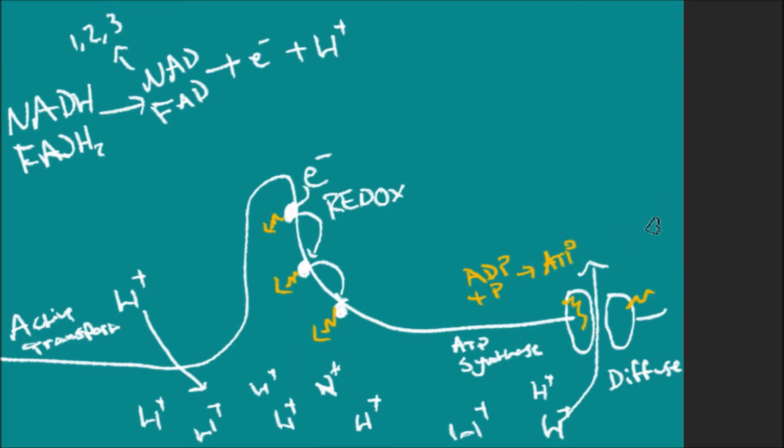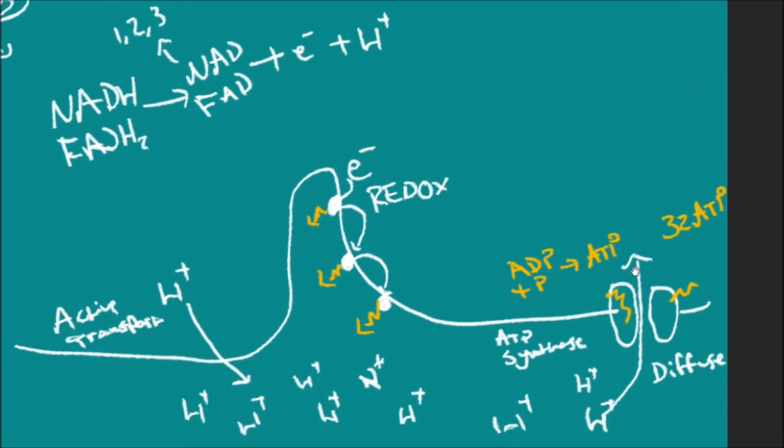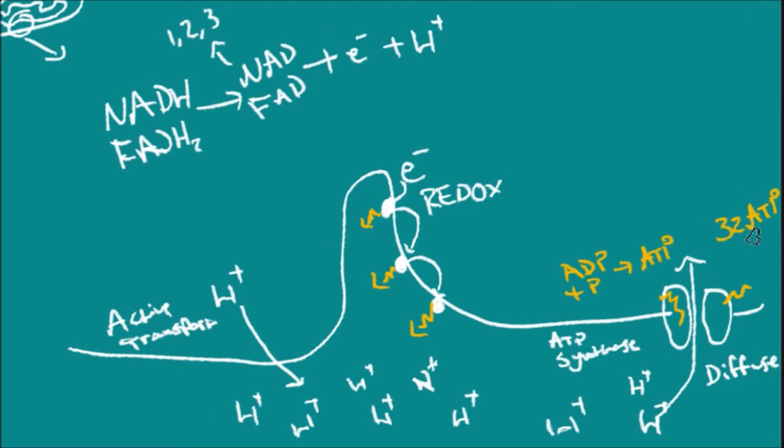So much so that for each glucose molecule, we actually generate around 32 ATP. Seeing as starch is just a massive line of glucose, you can see how much energy we are actually able to produce.